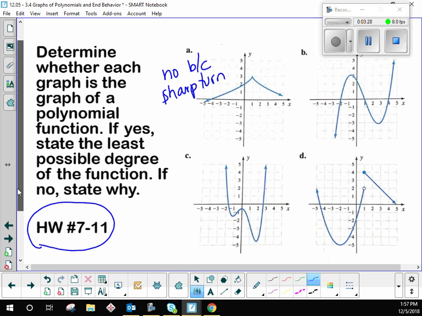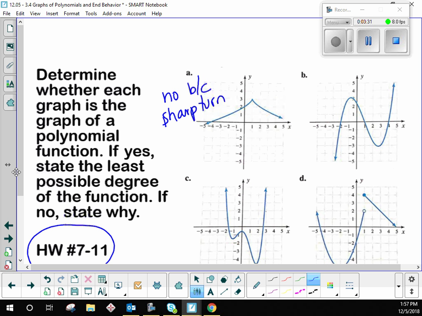All right. What would you say about B, yes or no? It is a yes. And we want to know the least possible degree, so we need to find turning points. So how many turning points do you think this has? 2, right? 1 here, where it's going up and then it goes down, so that's the complete opposite direction. And then 1 here, it's going down and now it goes up. What's the least possible degree if it has 2 turning points? 3, right? It's 2 plus 1. So the least possible degree is 3.